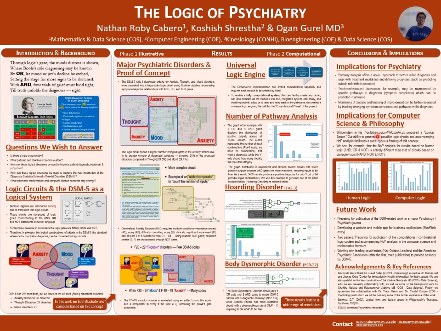For computer science, we take our number of pathways analysis and we come to the conclusion that the number of pathways that lead to a diagnosis using human logic, so AND and OR gates, is completely different than the number of pathways that lead to diagnosis using computer language, so NAND, NOR, and NOT. The implications of this can apply to large language models, which are largely based on human logic. For our future work, we will be working with the Department of Psychology to collect real-world data and compare that data with the pathways that we obtained.